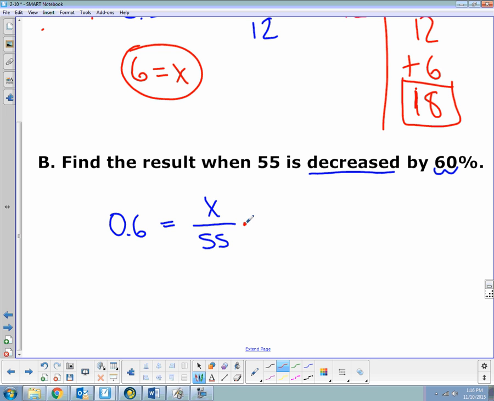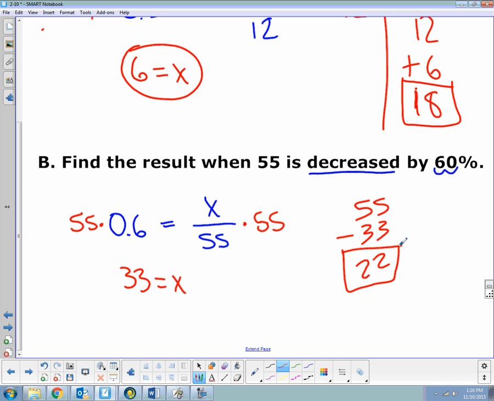So to solve, I multiply both sides by whatever's in the denominator. Since it's divided by 55, I multiply times 55. And so if I do 0.6 times 55, I'm going to get 33. So 33 equals x. That's the amount of change. I'm not going to add 55 plus 33 because 55 is being decreased by 60%. So it should be 55 minus 33, which gives us a final answer of 22.